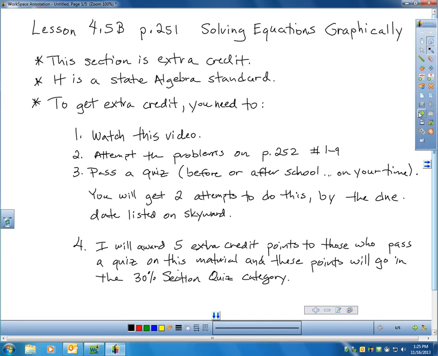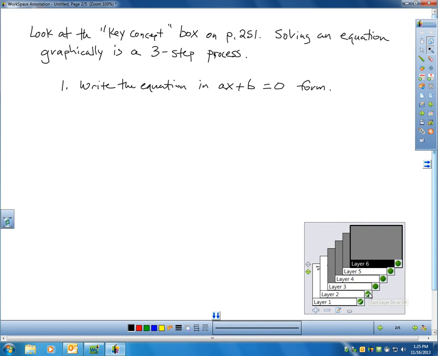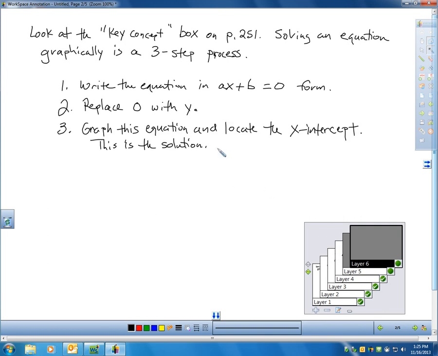So let's walk through how this would work. Okay? And actually, I'm going to turn these layers off so I can talk about them one at a time. Look at the key concept box on page 251. Solving an equation graphically is a 3-step process, and they outline it in that box. So I'm going to walk through each of those points. First of all, you need to write your equation in ax plus b equals 0 form. We'll walk through examples of that in this video. Next, you're going to replace 0 with y, which would make the equation in slope-intercept form. Finally, you'd graph that equation and you'd locate the x-intercept. The x-intercept is the solution to the problem.